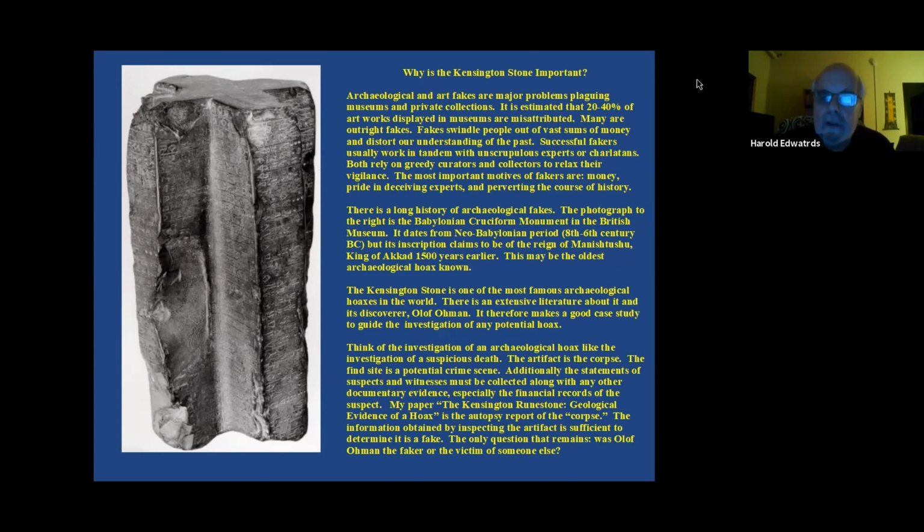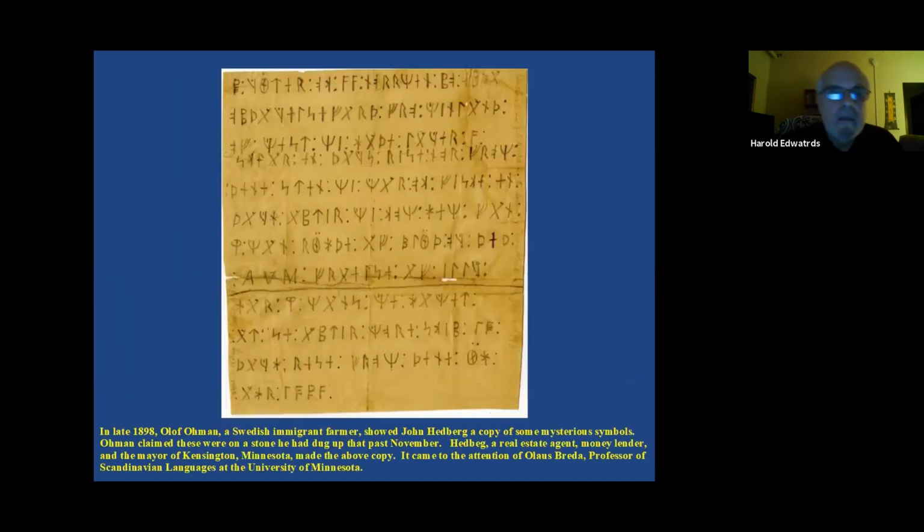But you also want to collect the financial records of the suspect. My paper, The Kensington Runestone: Geological Evidence of a Hoax, is the autopsy report on this corpse. In my paper, I do not identify who actually made this object. Tonight, I'm going to do that. So the question is, since this has already been established by linguists as a hoax, was Olaf Ohman the faker, or was he the victim of someone else? Let's go to the beginning.